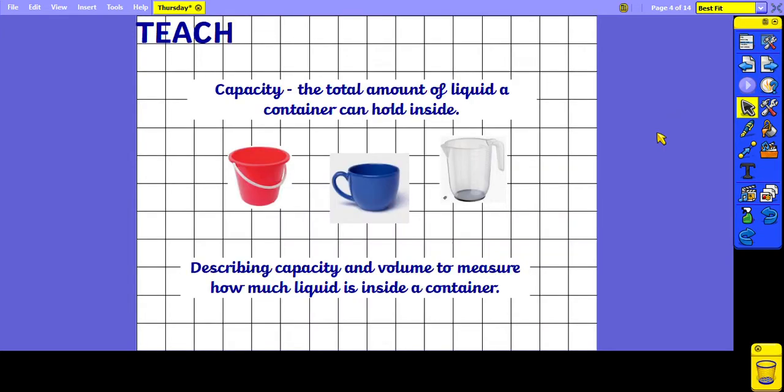So we are learning about capacity and volume today. Now the word capacity means the total amount of liquid a container can hold inside. So it means the amount of liquid it takes to completely fill a container up to the top. We're going to be describing capacity and volume to measure how much liquid is inside a container.